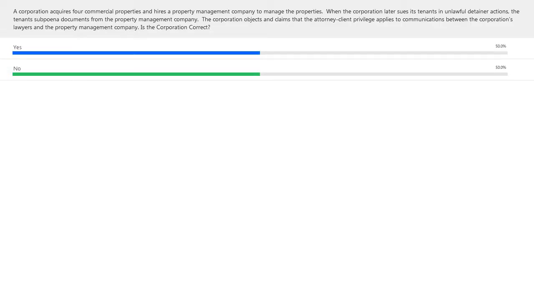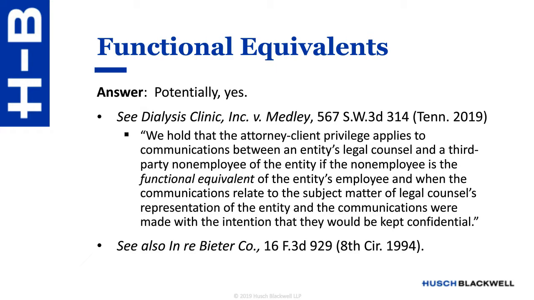And we are about 50-50 split, which is interesting. The answer is potentially yes. The hypothetical that I've included here is from a recent Tennessee Supreme Court case, Dialysis Clinic versus Medley, in which the court held that communications with the property management company were privileged, even though that company was a third party. The court reasoned that the property management company was essentially the functional equivalent of the corporation's employees, and it was therefore within the privilege umbrella.